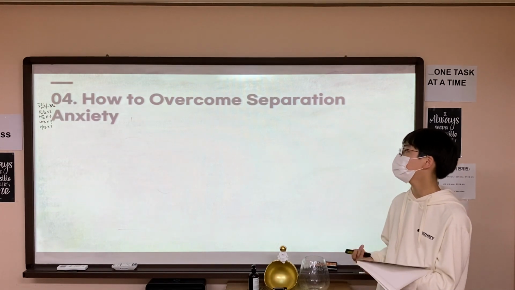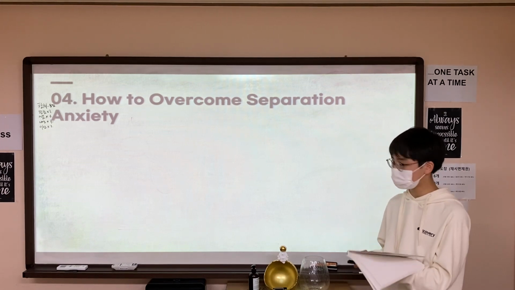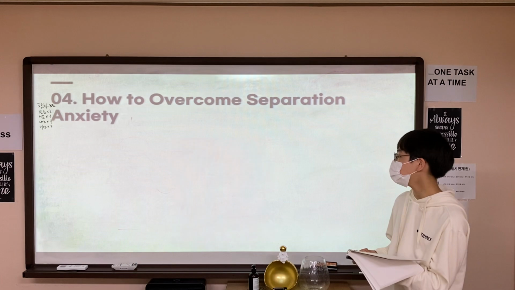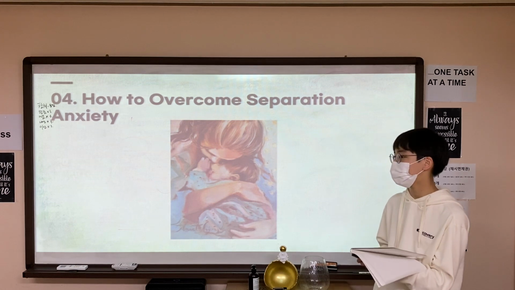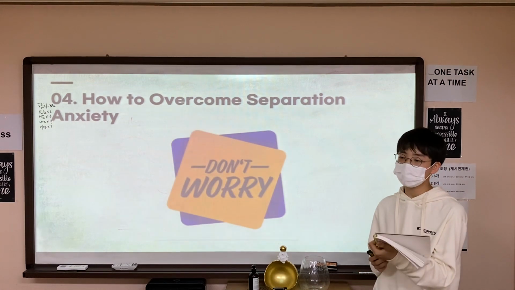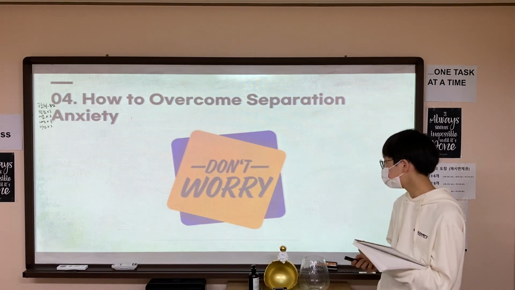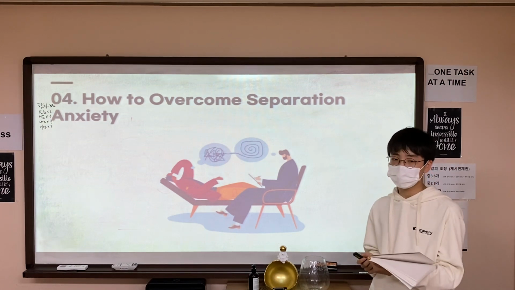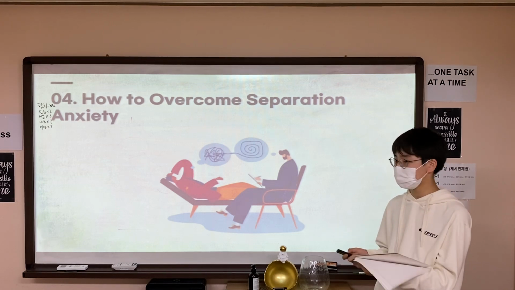Let's move on to the fourth topic, which is how to overcome separation anxiety. Most children overcome this separation anxiety, but the parents have to explain that they always have attachment, love, and attention for their children, and say that they do not have to worry even though their children are out of their sight. However, if this doesn't work and it becomes worse, then they have to get professional help to cure this.